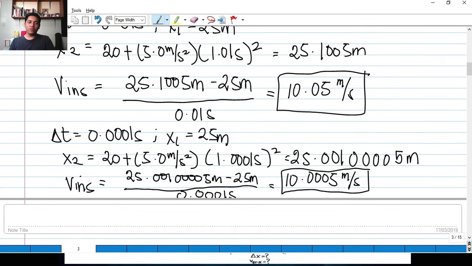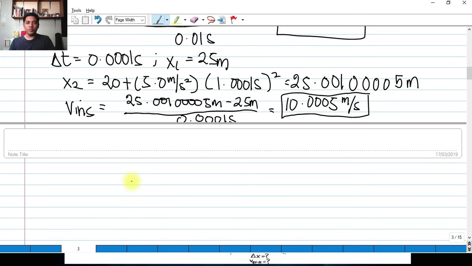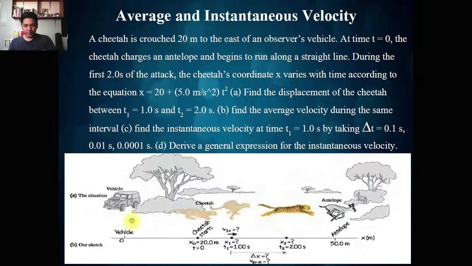So we can conclude that if we take delta t as it approaches 0, we still get an answer that is very, very much closer to 10. So the answer is the instantaneous velocity is approximately equal to 10. Okay? So that is our answer, or equal to 10, rather.